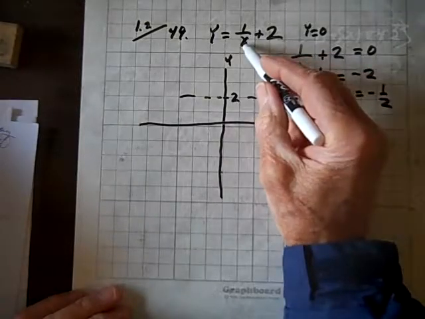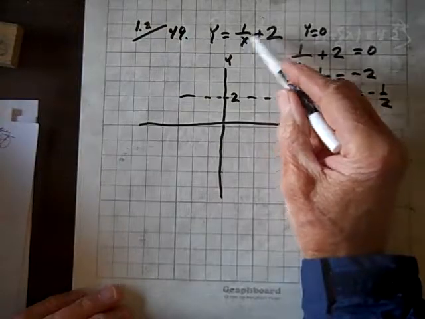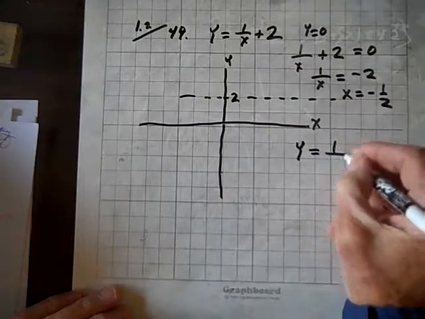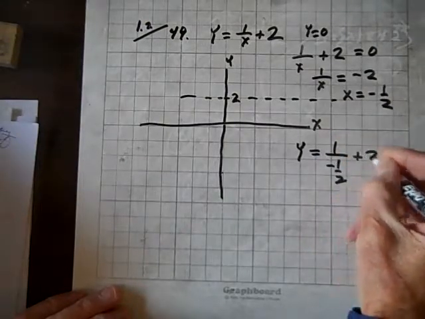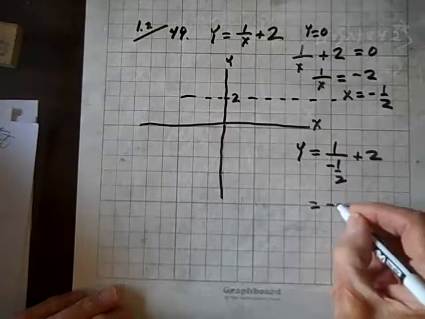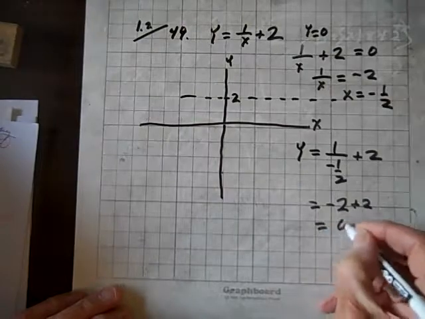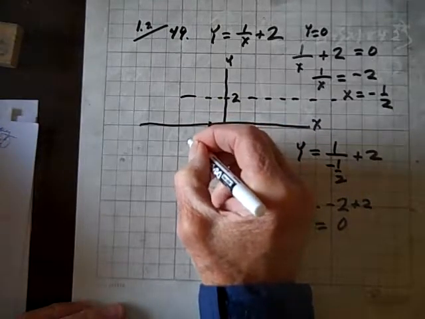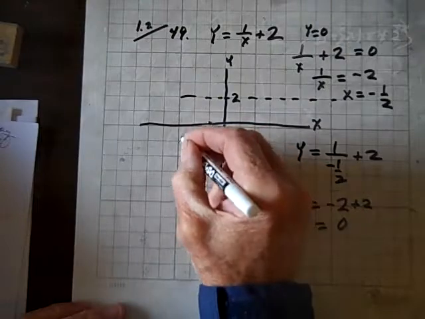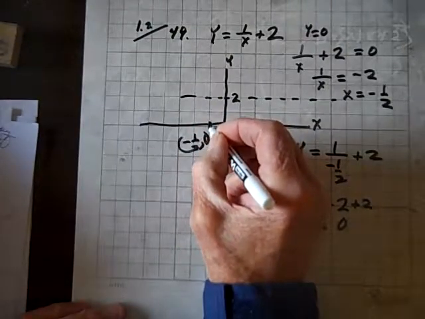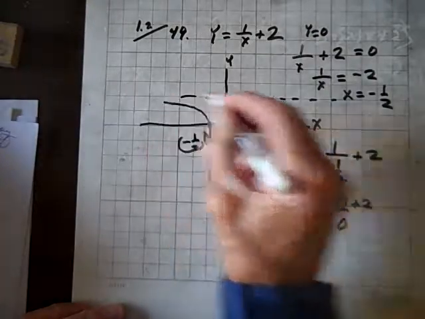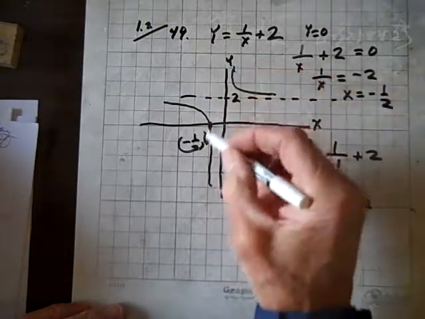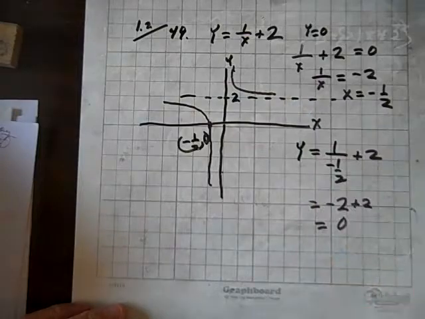And so if you replace x with a -1/2 here, when you invert and multiply, let me show you what I mean. Y equals 1 over -1/2 plus 2, which equals, invert and multiply, -2 plus 2, which equals 0. So we're talking about -1/2, 0. Okay, and that's the x-intercept. So if that's what that portion of the graph looks like, to complete the hyperbola, the other portion is in the opposite quadrant, and we're done.